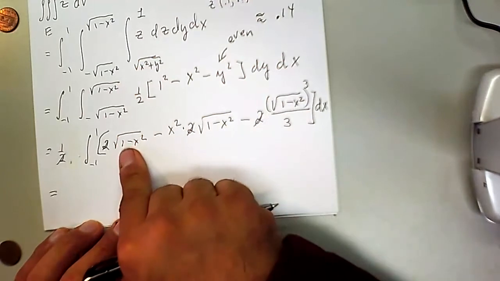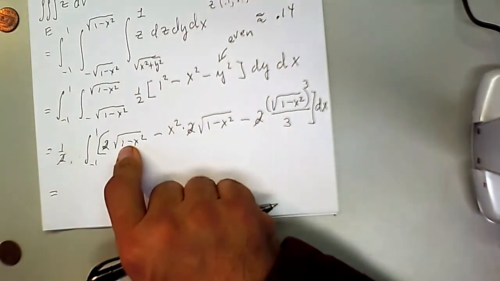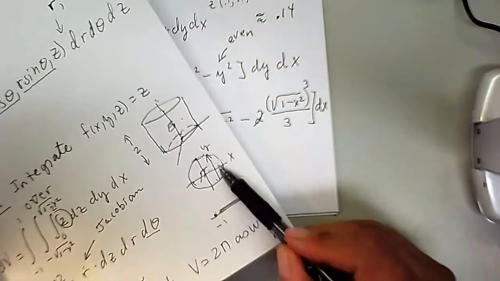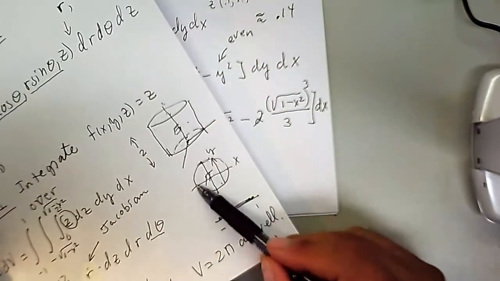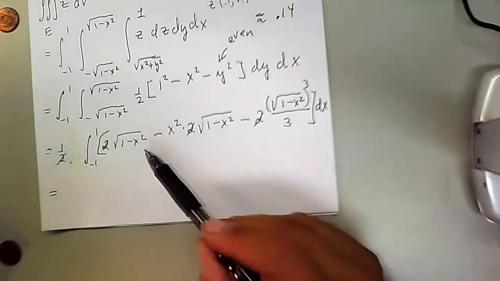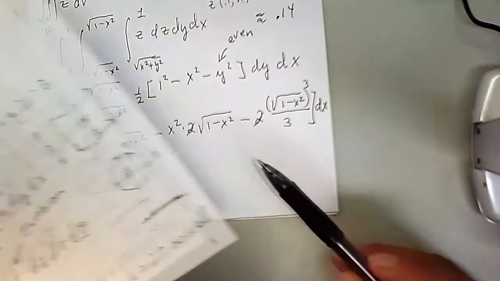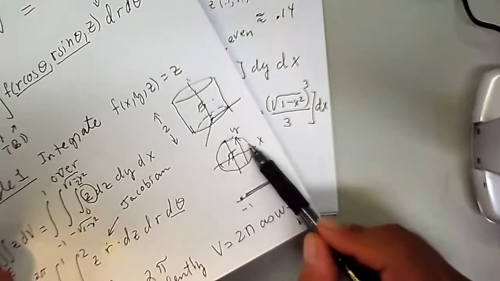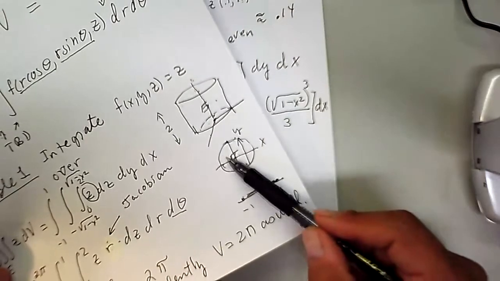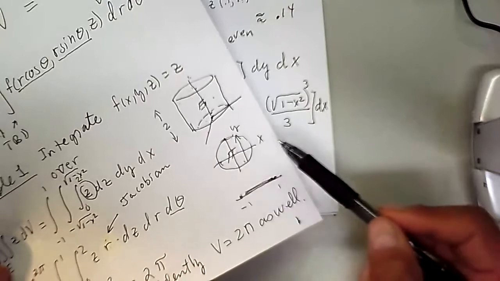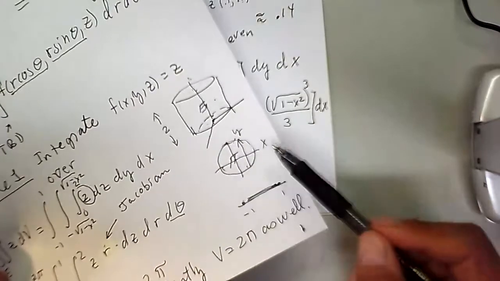Now, this is the top of the circle. Only the top. And we are integrating it from -1 to 1. So if you integrate the top of the circle from -1 to 1, you're getting half of the circle. And the area of the circle, there it is, pi. So we are getting pi over 2.